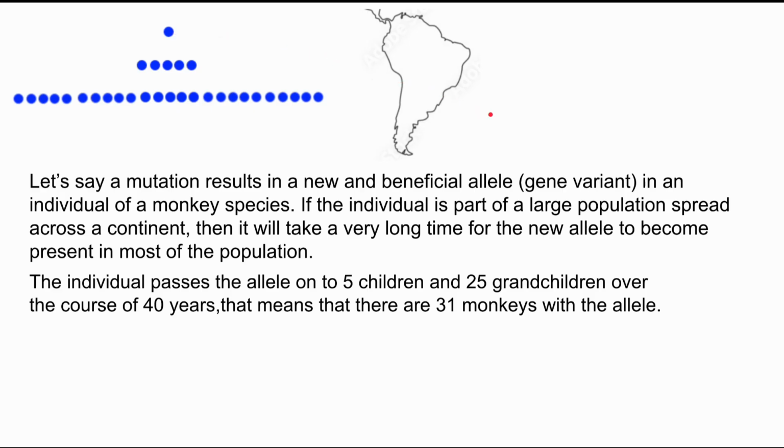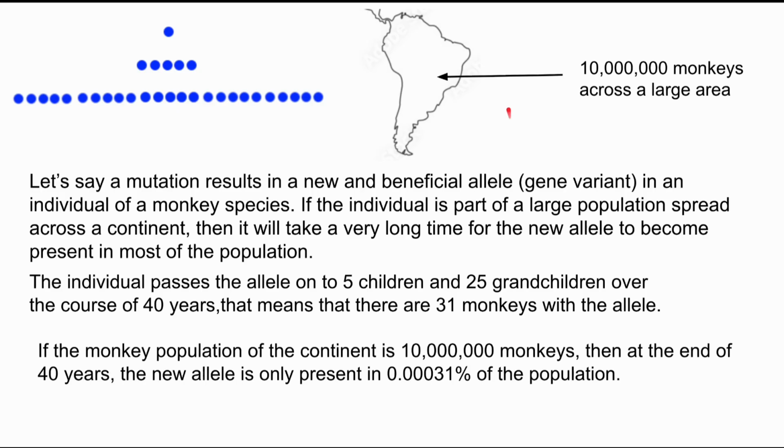But if I look at the population of this species in this vast continental area, it turns out there's 10 million monkeys here. Probably a lot more, but we'll just go with 10 million. So 31 out of 10 million, when you do the math, you come up with 0.00031% of the population. That's not exactly a very prevalent gene in the population. It will get there over time, but I think you can see it's going to take a long time, because this gene can only become more abundant through reproduction. And when I'm trying to make it abundant in a very large population, it's going to take a lot of reproduction to get me there.